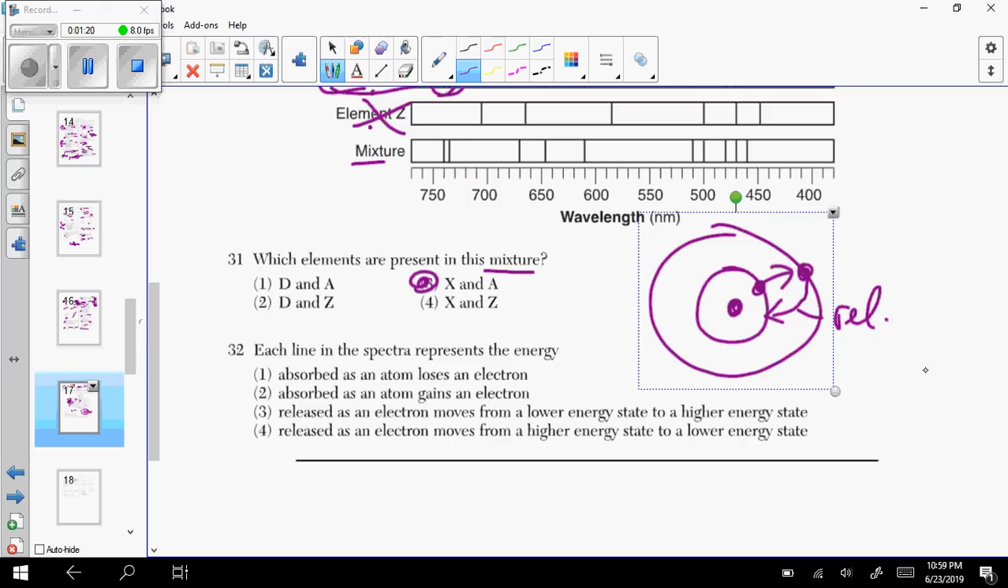And when it releases that energy, it releases it as wavelengths of color. So you do not get the color when you absorb. You get the energy when you release an electron. And it is not from low to high, it's from high to low. This is a really common question on part 2, so that's a good one.